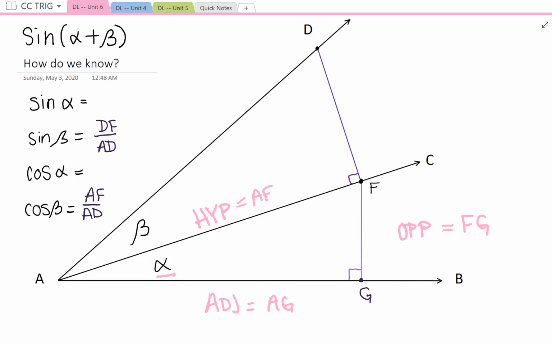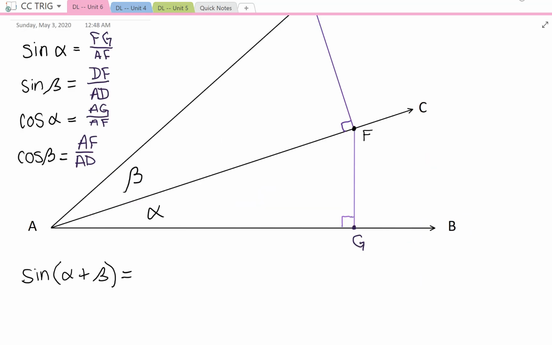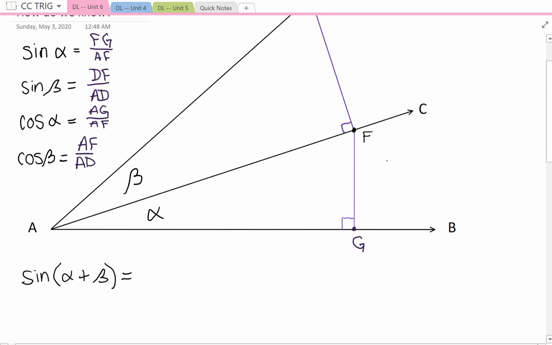Let's complete those ratios. Sine of alpha is the opposite over the hypotenuse, so FG over AF. And cosine of alpha is the adjacent side over the hypotenuse, so AG over AF. And because we began with sine of the quantity alpha plus beta, we need to come up with labels for what ratio that is, labeling it with these points.